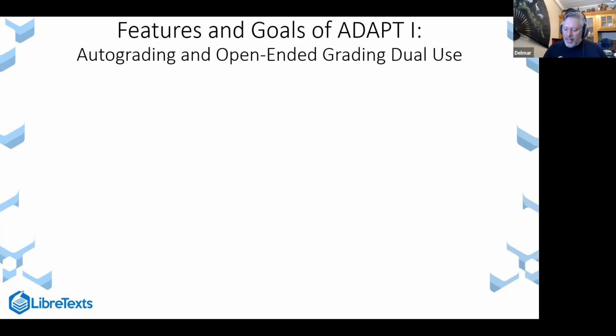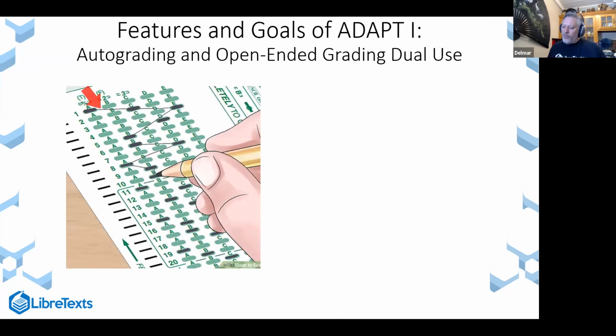So the ADAPT homework system reflects a little bit of the flexibility and I would say a little bit of the chaotic nature of how I think in terms of the overall LibreText project with all the different features that you have available. And it's designed in order to be used in a variety of ways. So some of the features and goals of ADAPT includes trying to reinforce both auto-grading and open-ended grading dual use. So in other words, we recognize as instructors that there are questions that we can formulate within an existing infrastructure for auto-grading capabilities, so that we don't need to involve humans in order to be able to grade them.